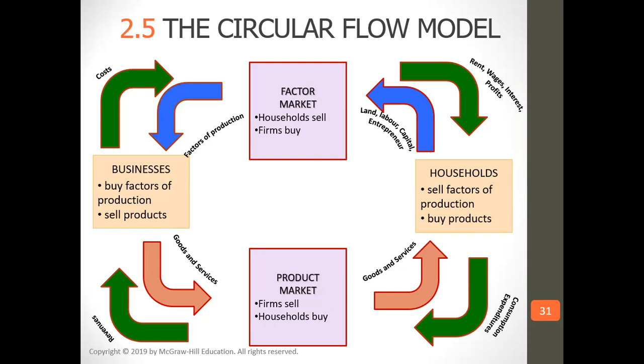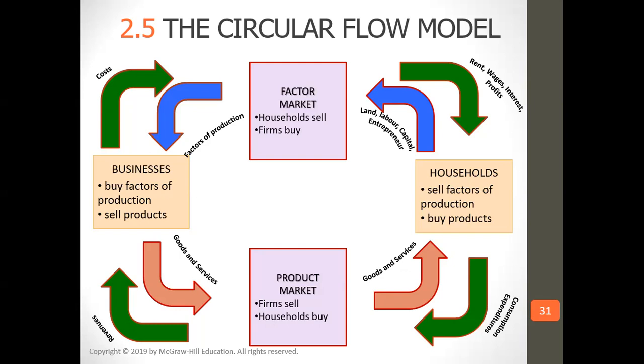And then they use that money to buy stuff through consumption expenditures. And then the stuff is provided to them through them buying it. So the goods and services go back to households from the product market because the product market makes those goods and services. And the consumption expenditures go into the product market. And then goods and services go into the product market through businesses creating them.